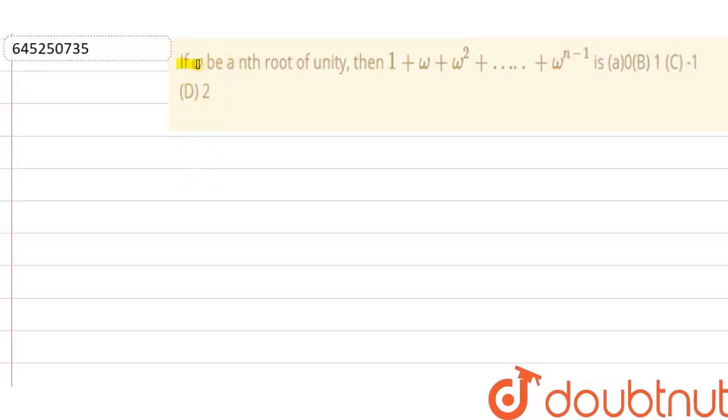So our question is, if omega be a nth root of unity, then 1 plus omega square plus omega to the power n minus 1. We have given 4 options and we need to tell which option is correct. Now omega is what? Nth root of unity.